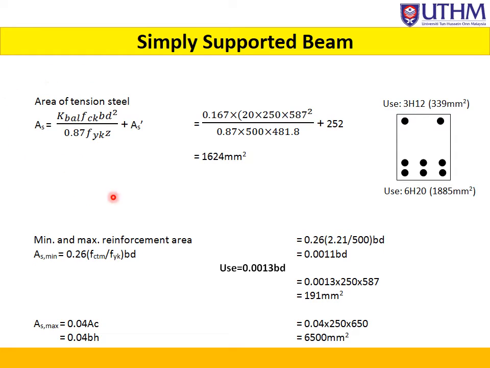Now we can use this formula to calculate our area of tension steel. We get our area of tension steel is 1624 millimeter square. Now we have both areas, compression and tension reinforcement. Then we can refer to table 1 to get how many bars we require for the beam. For this beam, we require 3H12 for the compression, and for the tension reinforcement, we require 6H20.